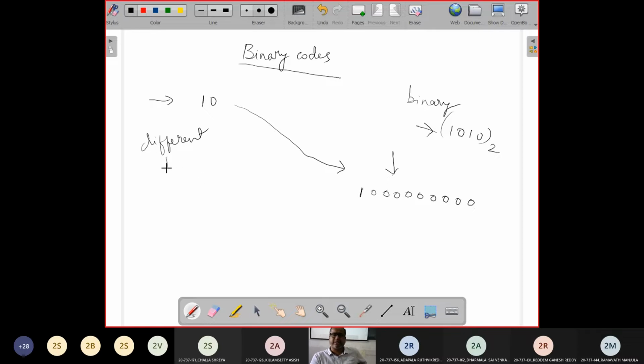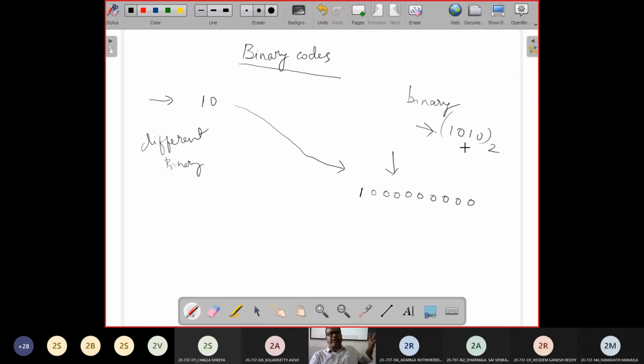So I can have different binary codes. Do you agree this is also a binary code for me? All of you agree? Am I using any number which is more than one here? No. In a binary system, there are only two numbers, either 0 or 1, right? So I'm using only 0 or 1 here. So this is also a binary representation. This is also a binary representation.